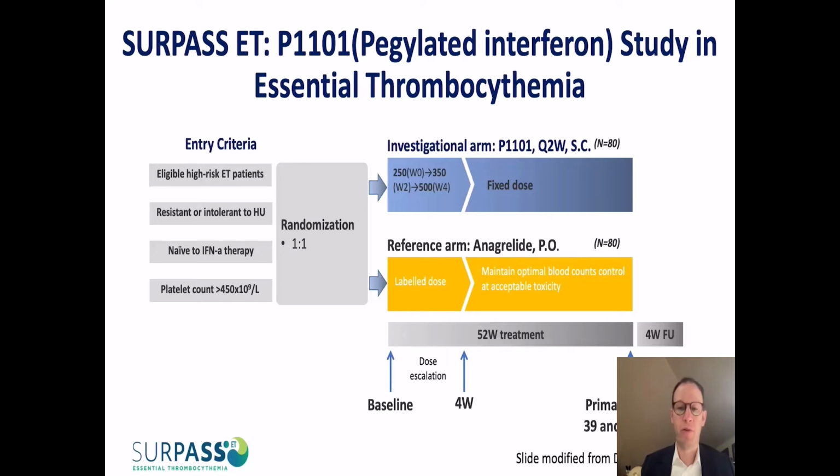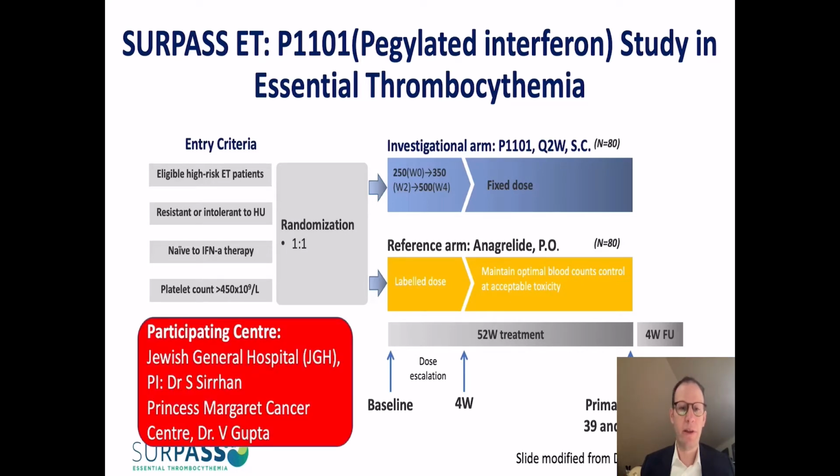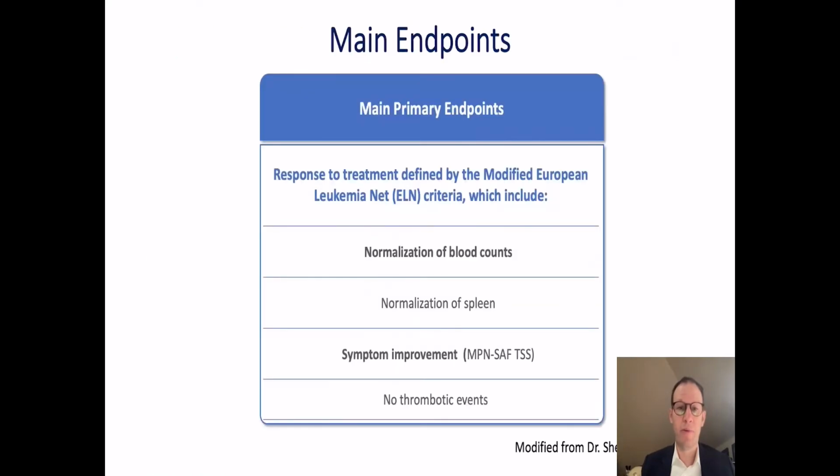At that point they look for the primary endpoints. The study is enrolling both at the Jewish General as well as Princess Margaret Hospital in Toronto. The primary endpoints are what you would expect from an ET study, namely normalization of the blood counts, spleen normalization, along with an improvement in the symptoms. Lots of patients with ET will have symptoms such as fatigue, itchiness, sometimes symptoms related to splenomegaly, or they can have something called erythromelalgia. The other endpoint is thrombosis, of course.